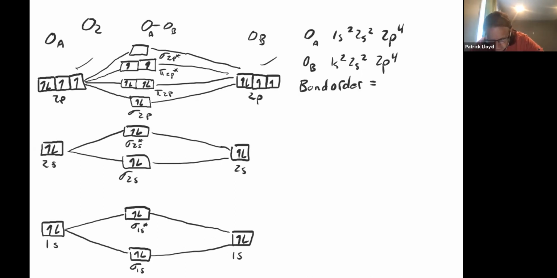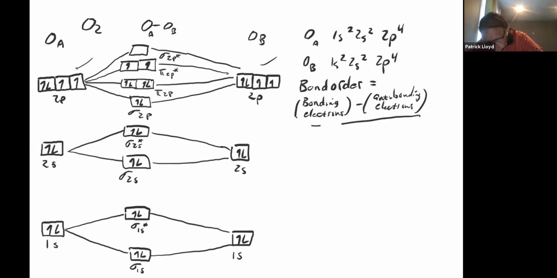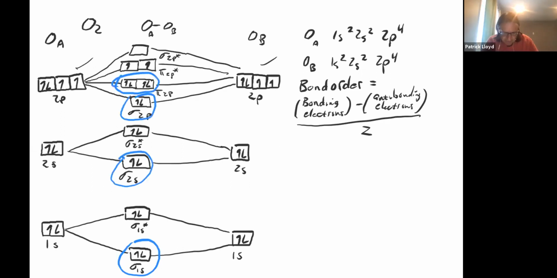The number of bonding electrons minus the number of antibonding electrons divided by 2. So bonding would be here. Let's do the bonding in blue. So those would be bonding. The bonding ones are the ones without the star. That's simple. Okay, so if you add all those up, you've got 2, 4, 6, 8, 10.